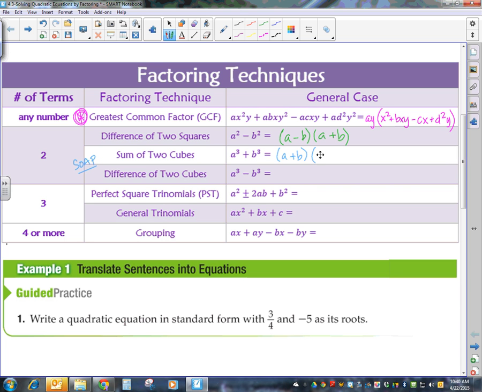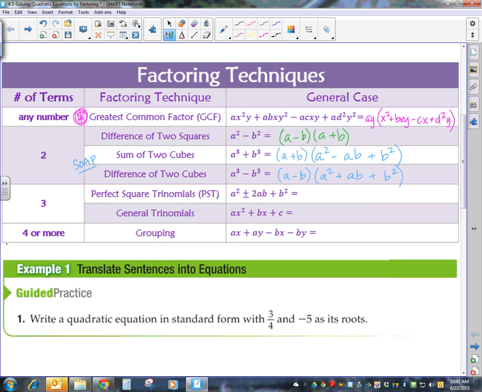Then you square the first term. I'm looking at this one right here now. Square the first term, change the sign, multiply them together, and square the last term. Okay? What's different if it's a minus b, a cubed minus b cubed, is this sign right here. So it's a minus b. Again, working from that factored form, you square the first term, change the sign, multiply them together, and square the last term.